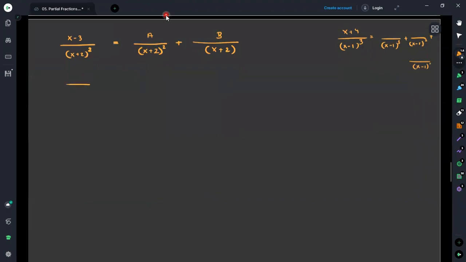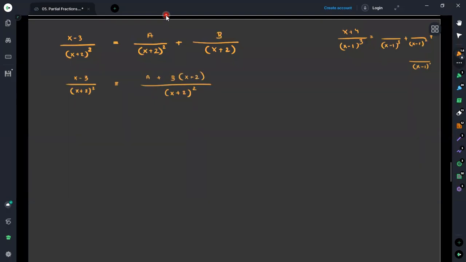we are going to consider the common denominator and equate the numerators thereafter. We are having x minus 3 over x plus 2 to the power 2. Then it is equal to, here we can see this quantity, it is x plus 2 to the power 2, and here it is x plus 2. Then we can take the common denominator as x plus 2 to the power 2. Then we can get it as a plus b times x plus 2.